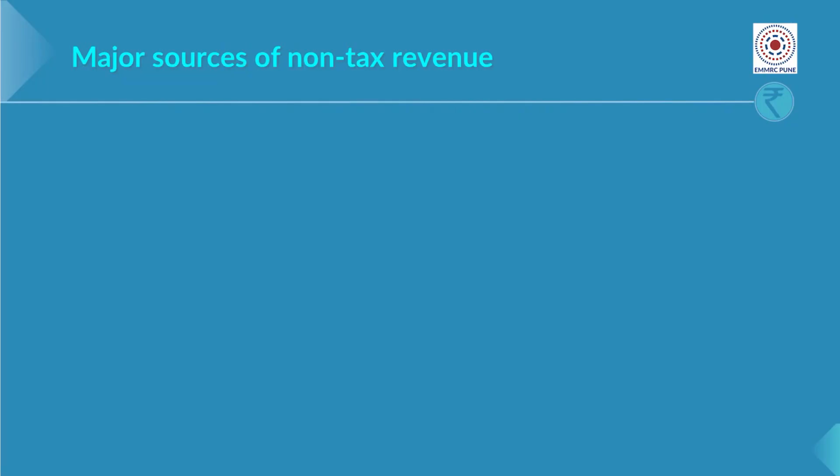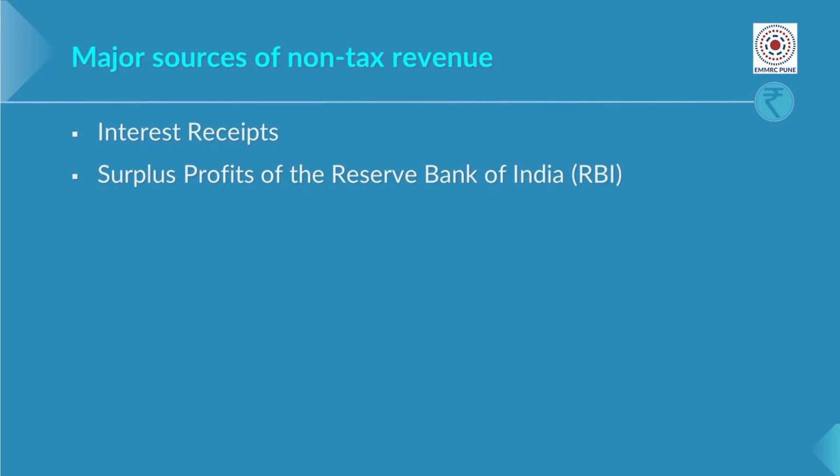Some of the major sources of non-tax revenue are as follows. Interest receipts. These are the income that the government earns by lending money to various entities such as state governments, union territories, public sector undertakings, foreign governments, international organizations, etc. Interest receipts are a source of non-tax revenue for the central government as well as the state government. Second, surplus profit of the Reserve Bank of India.